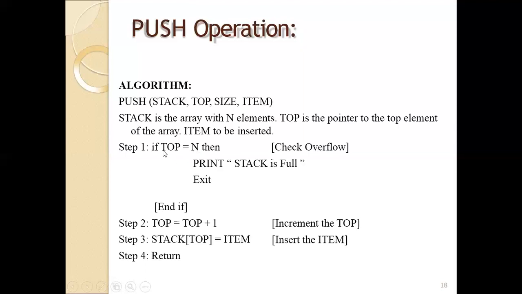Okay, you see if the condition is top equals to n, where n is the size of the array, the size of the stack. If top equals to n, it is nothing but the stack is already full. If this condition is true, then the system should print stack is full and we should exit from this algorithm. That means we are just checking whether the stack is overflow or not. If top equals to n, then obviously the stack is overflow and the system should return stack is full and exit from the program.